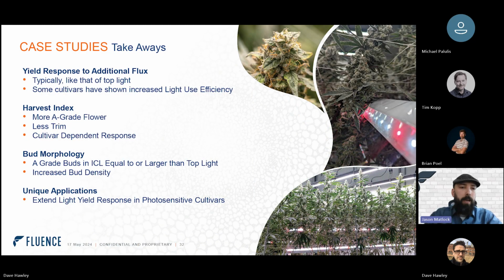So ultimately, when we pile this all together, what do we see? Key takeaways. First, in terms of yield, again, we're expecting that as you add light, you add yield, and that's generally going to be similar to top light.